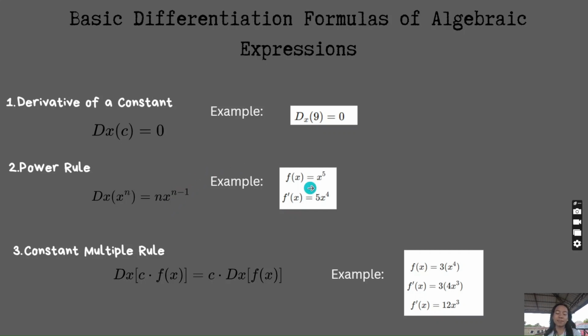So we have here as an example, f of x is equal to x to the fifth. That's our algebraic expression to be differentiated. So f prime of x, as the notation, is equal to 5x to the fourth. So why does it become 5x to the fourth? It's simply because we have just followed this formula, which is to bring down the 5 to be multiplied with the base x, so it becomes 5x. And then the fifth as its power is subtracted by 1. So 5 minus 1, that is 4. So the derivative of x to the fifth is 5x to the fourth.